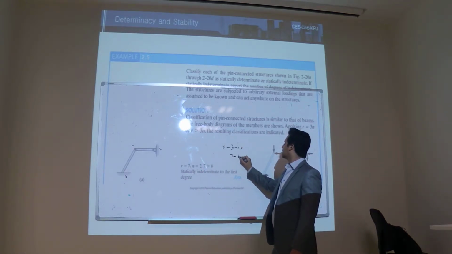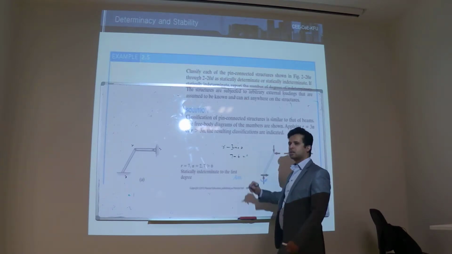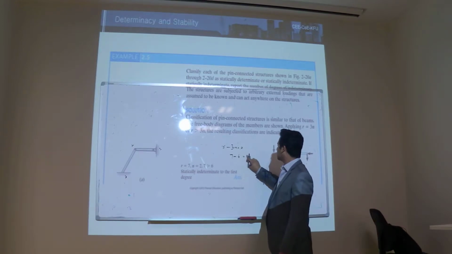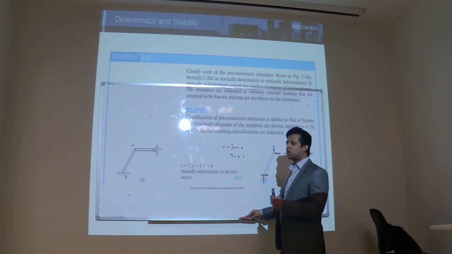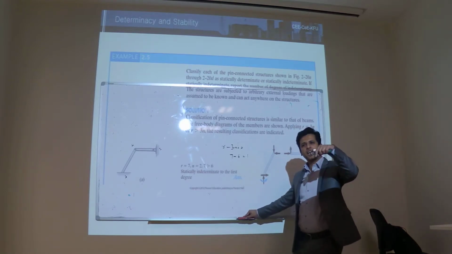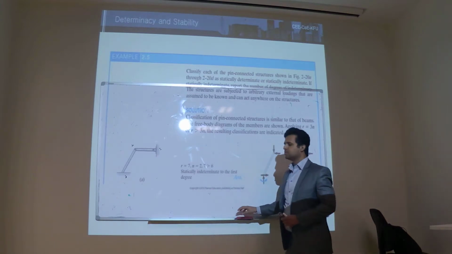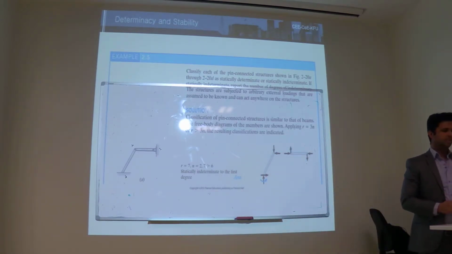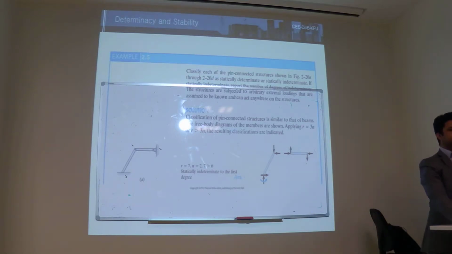7 minus 6, which is 3 into 2 parts. Is it equal to 0? No, it is 1. So how much is the degree of indeterminacy? 1. So one reaction is extra, and you need one more equation. Is it stable? Yes. How can you say that? I think it's stable. Yes.